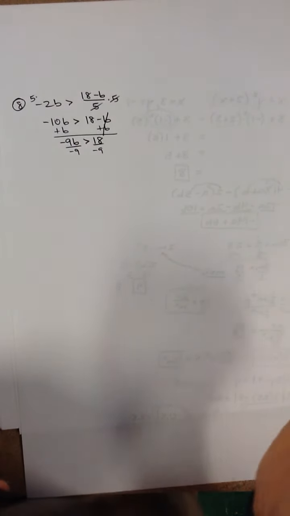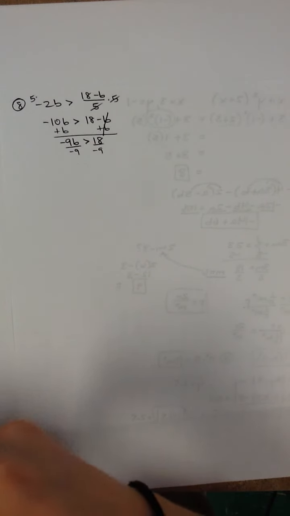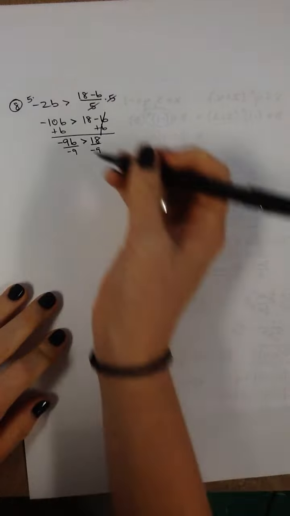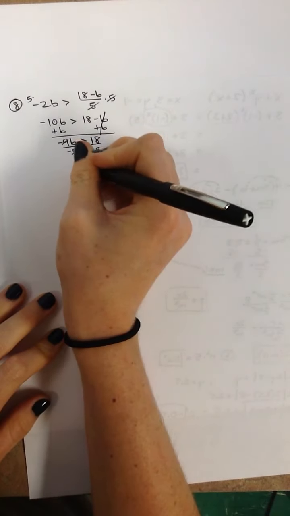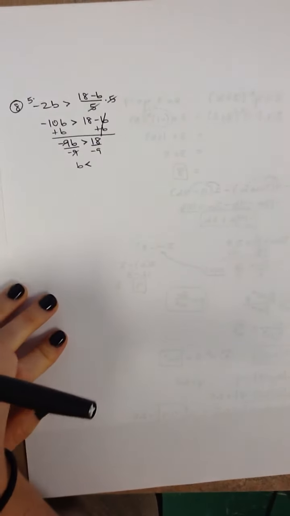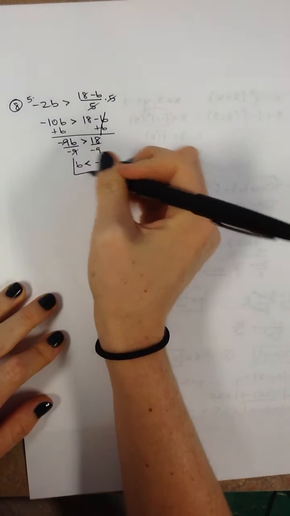This is something that you need to watch out for. Please watch out for this. If you divide or multiply both sides of an inequality by a negative number, you have to flip the inequality. So these will cancel. All I have left is a b, but because I divided by a negative, the greater than symbol flips to a less than. And then 18 over negative 9 reduces down to negative 2. So that's my final inequality.